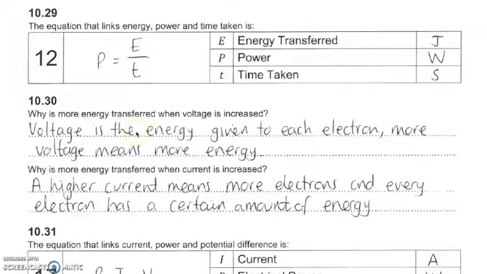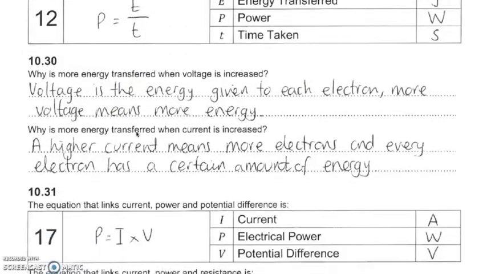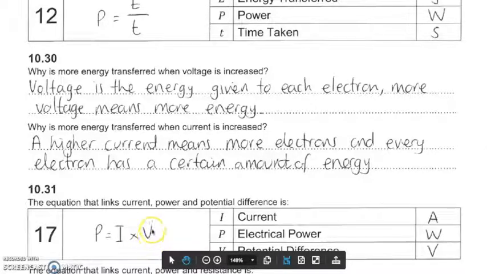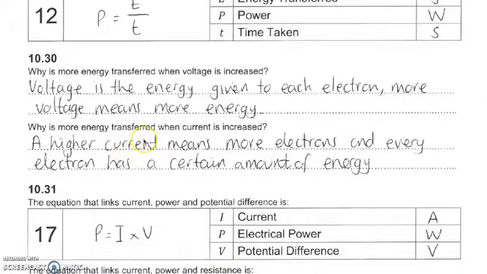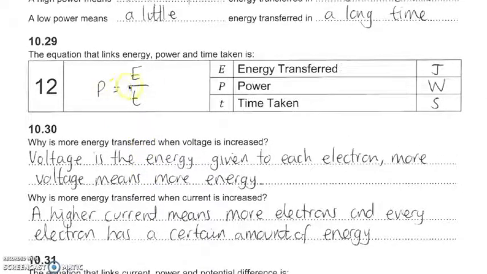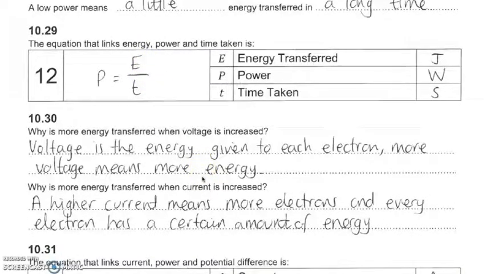Why is more energy transferred when voltage is increased? Well, there we go. If we increase V there, we're going to get a larger power. Okay. And power is obviously proportional to energy. So if we have a larger P, we're going to have a greater energy as well.